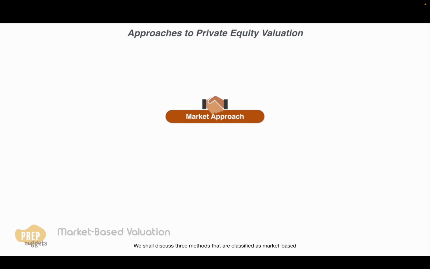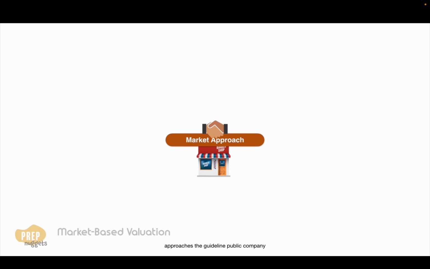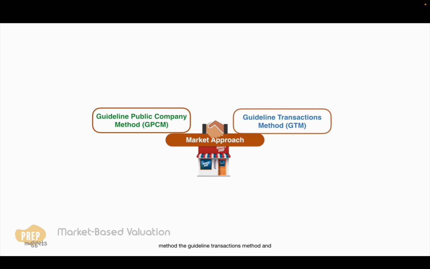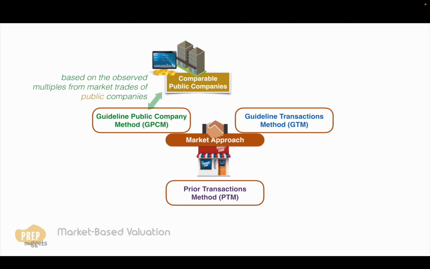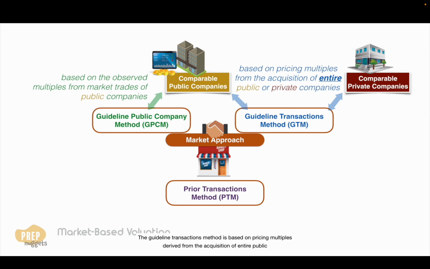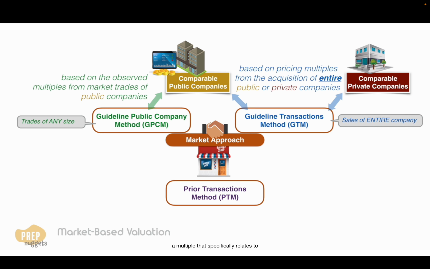We shall discuss three methods that are classified as market-based approaches: the guideline public company method, the guideline transactions method, and the prior transaction method. The guideline public company method is based on the observed multiples from market trades of comparable public companies. The guideline transactions method is based on pricing multiples derived from the acquisition of entire public or private companies in the past. Whereas GPCM uses a multiple that could be associated with trades of any size, GTM uses a multiple that specifically relates to sales of entire companies.